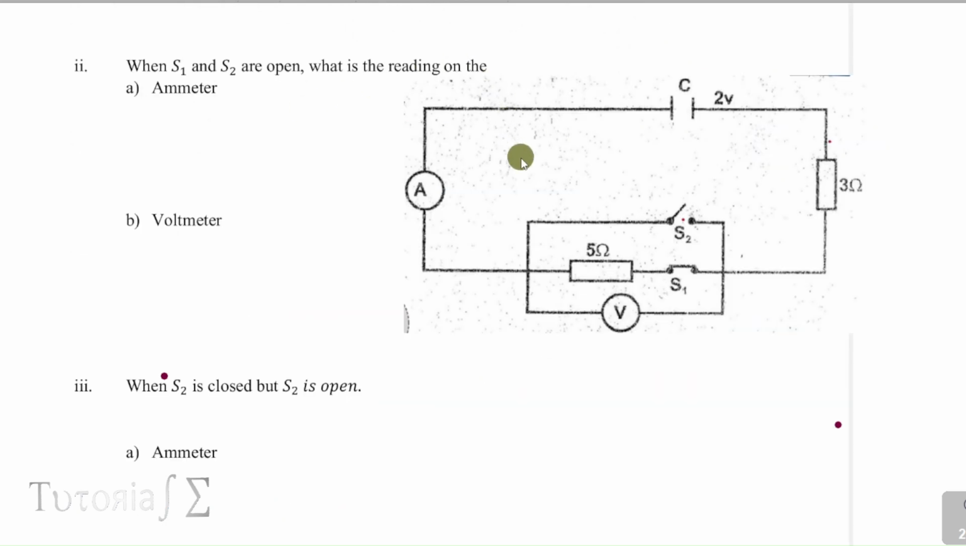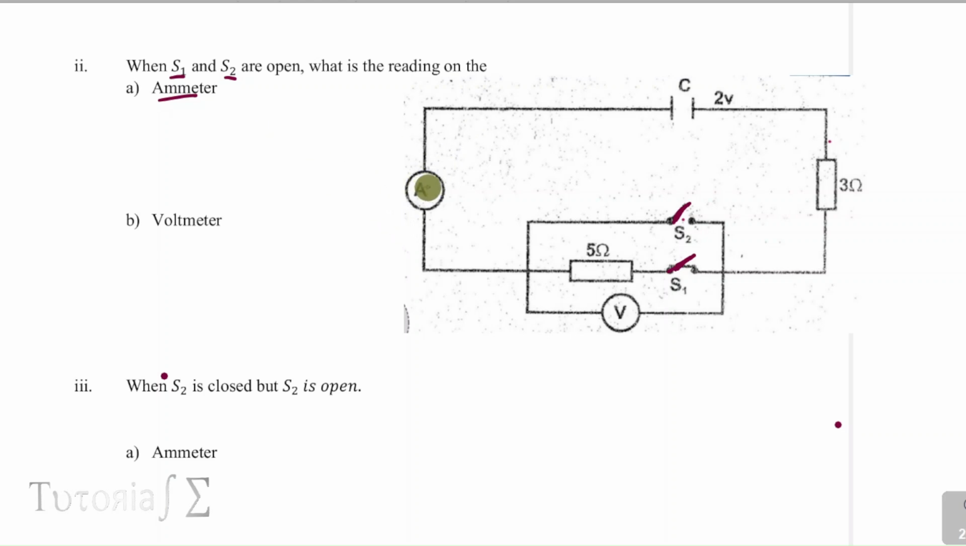All right, now with the same diagram, question 2 asked us, if S1 and S2 are open, what is the reading on the ammeter? Okay, now both of these switches are open like that. So both of the switches are open. What would be the reading of the ammeter?